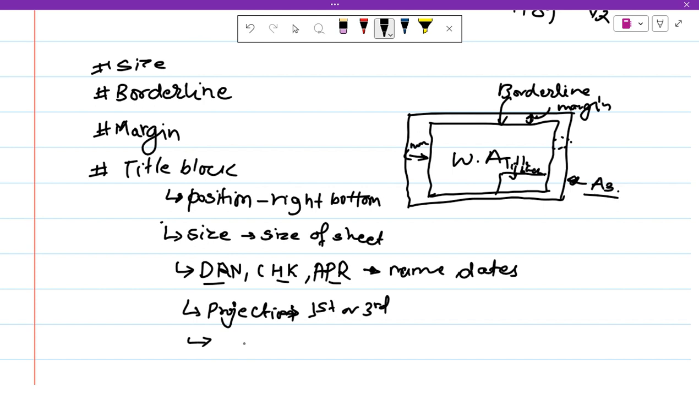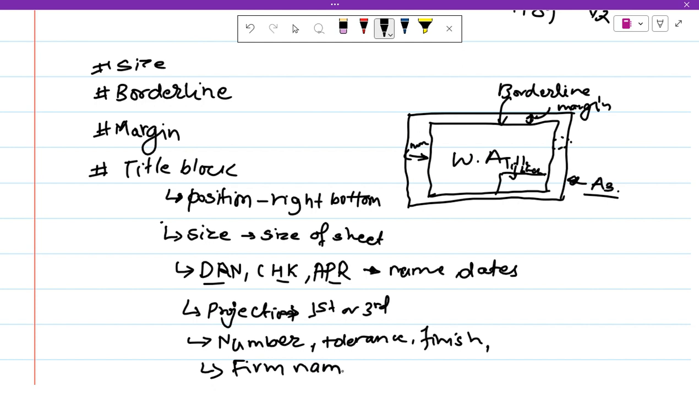Another thing is the sheet number, if you have multiple sheets. Tolerance, finish, surface finish, if there is anything. The name of the firm and title of the drawing are also most important. We have to define scale also. So scale, we will talk about scales now. Firm name, title, these are the contents that are necessary for the title block.